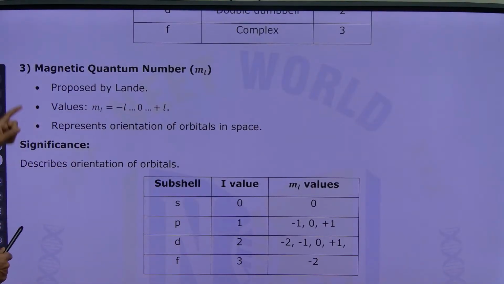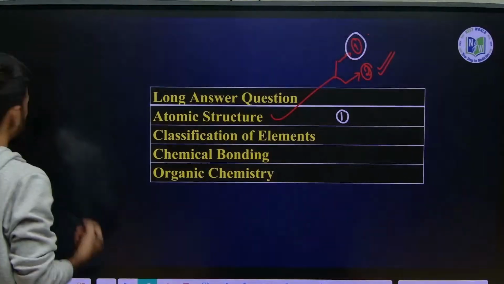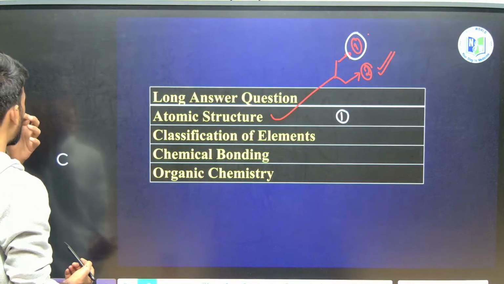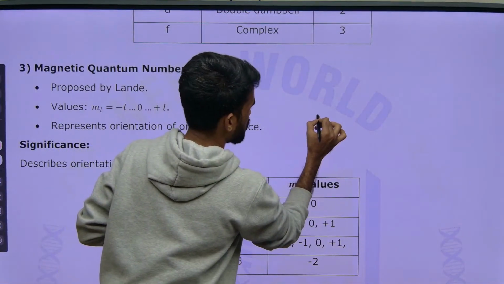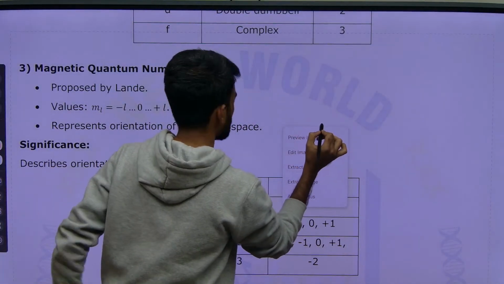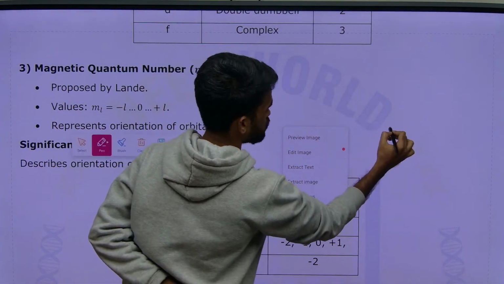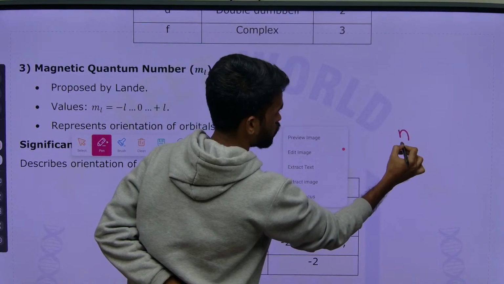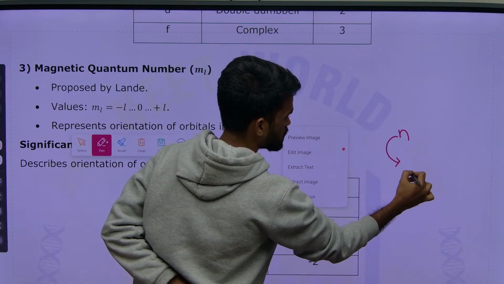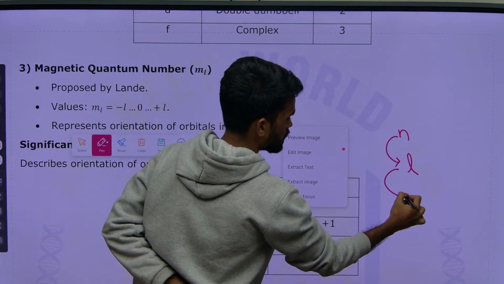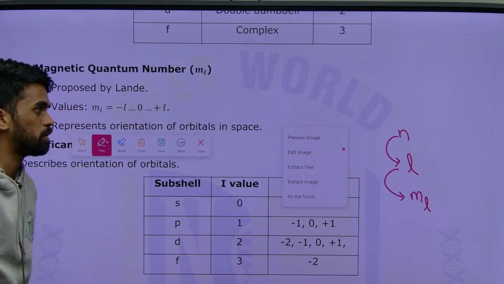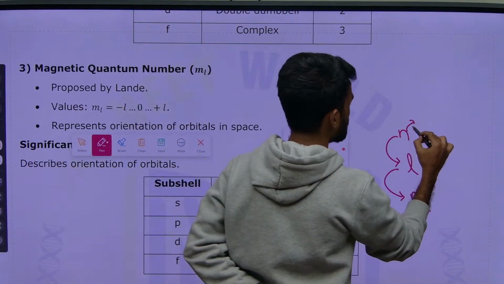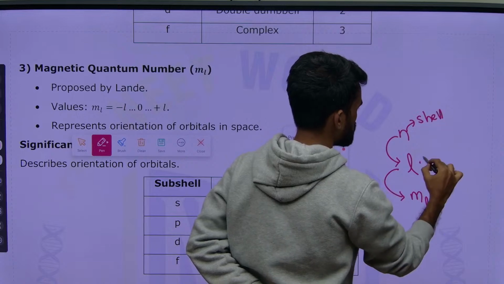Next, what is our third point here? Magnetic quantum number, indicated with the symbol ml. The first one, principal quantum number, is indicated with symbol n, the next, azimuthal quantum number, is indicated with symbol L, and the next, magnetic quantum number, is indicated with symbol ml. These are the ways you can remember. This says about shell and this says about subshell.